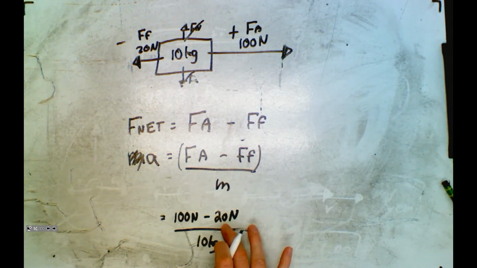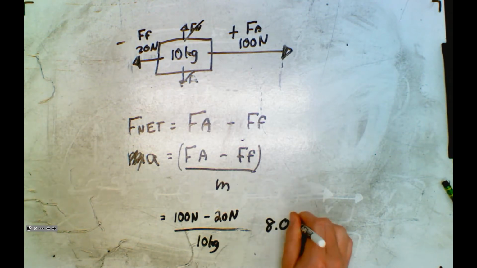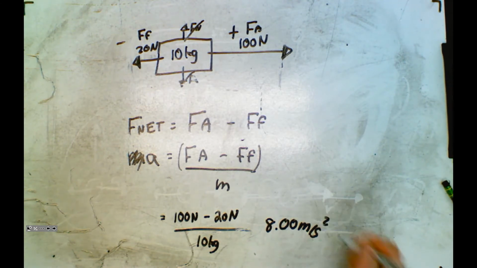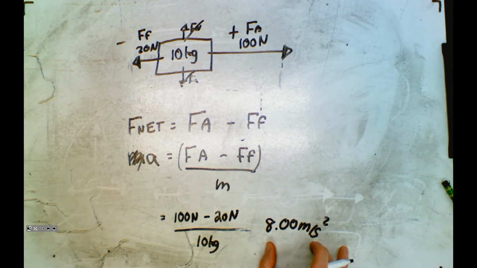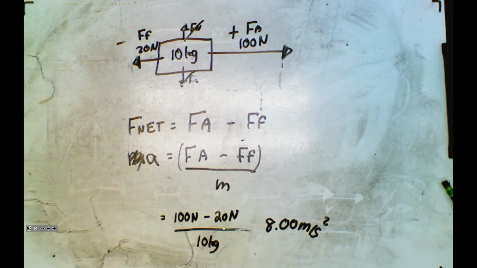100 minus 20 is 80. Divided by 10, we have 3 sig digs in the question, so it'd be 8 meters per second squared. Normally you would want a direction, but the question just asks for the magnitude of the acceleration. So just 8 meters per second squared is good enough for this.